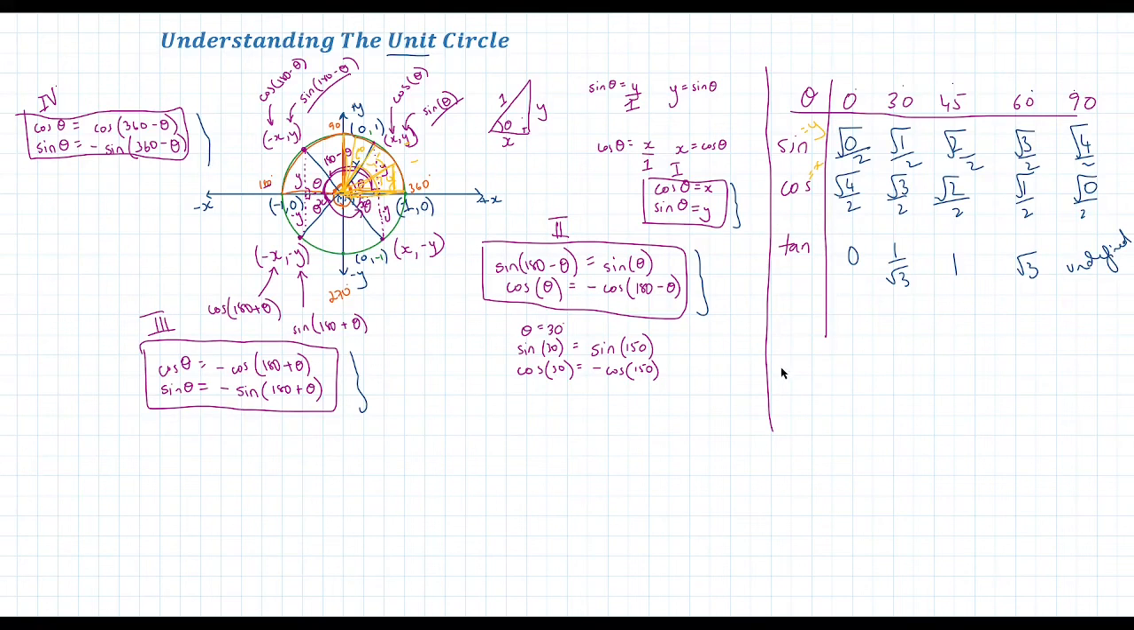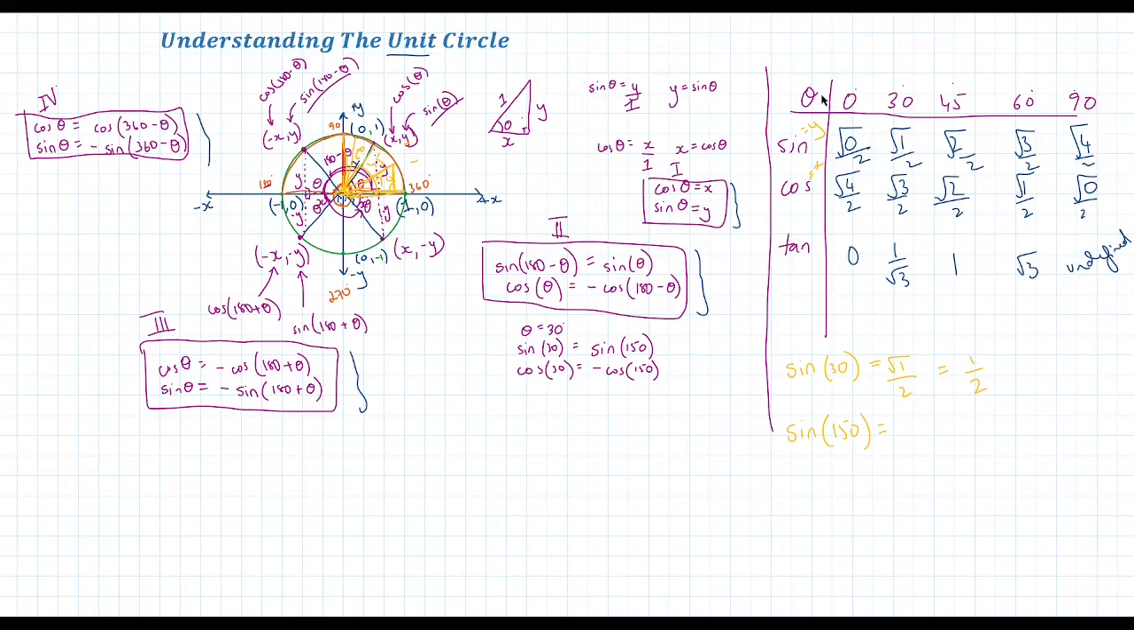Now say we want to find what is sine 30, or what is the y component of a line on the unit circle at 30 degrees from the positive x-axis. To do that, we just look at our table. Sine 30 is square root of 1 over 2, which is the same as half.